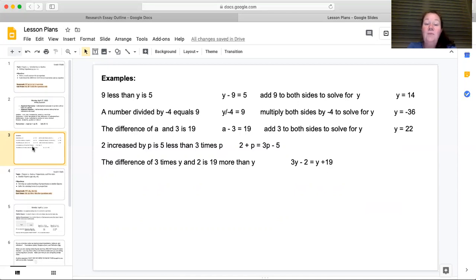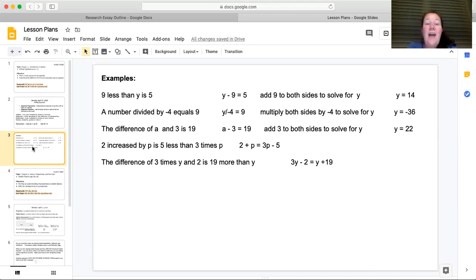A number divided by negative 4 equals 9. y divided by negative 4 equals 9. You can see how it's written as numbers. You're going to multiply both sides by negative 4 to solve for y. When I multiply negative 4 times 9, I get negative 36.